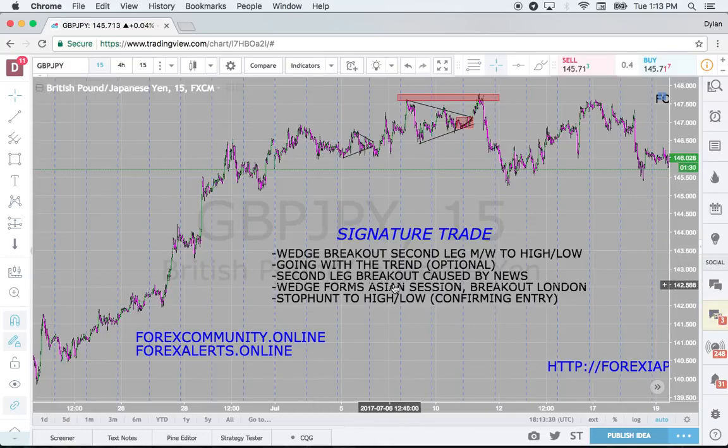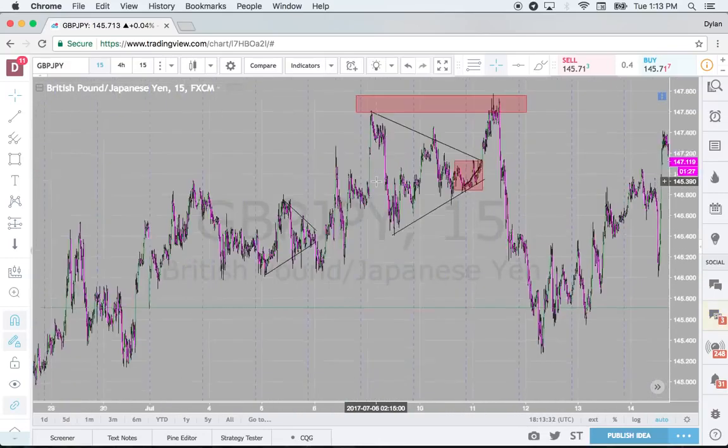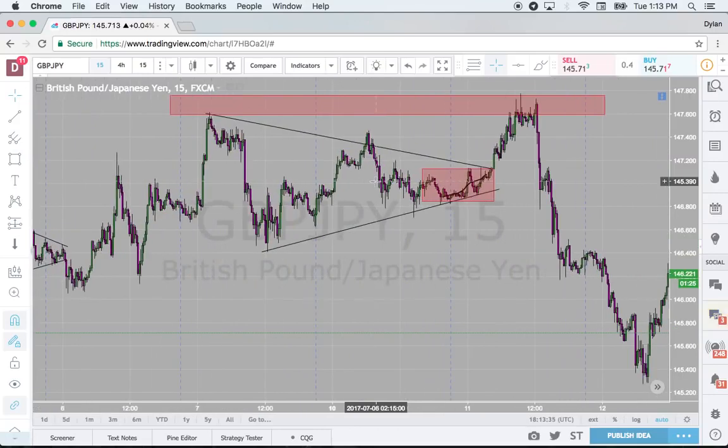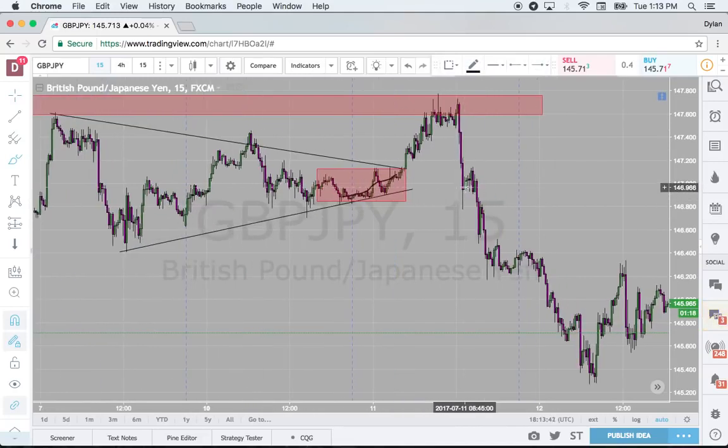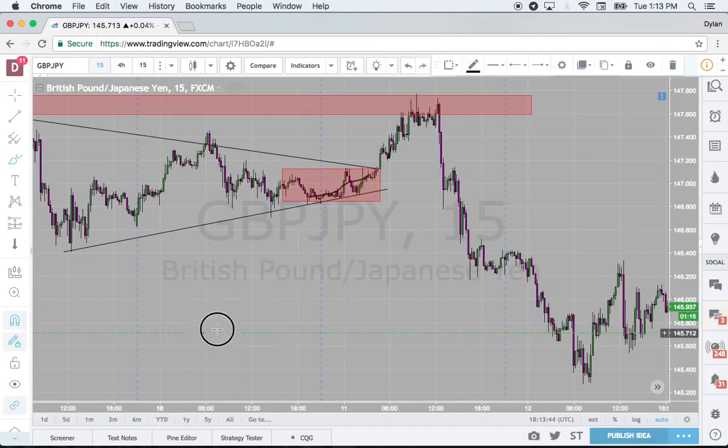So, second leg breakout caused by news. Now, there will be times at which you see these wedge formations forming, and then right at the peak or the tip of the wedge, it will be like price consolidates all day, and then right at the tip of the wedge a high impact news event comes out at that exact time.